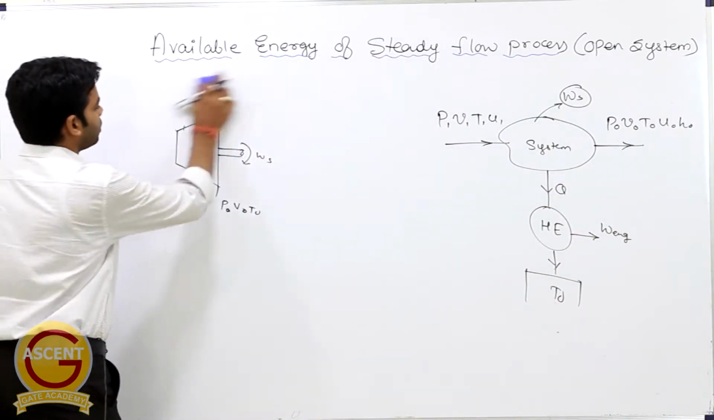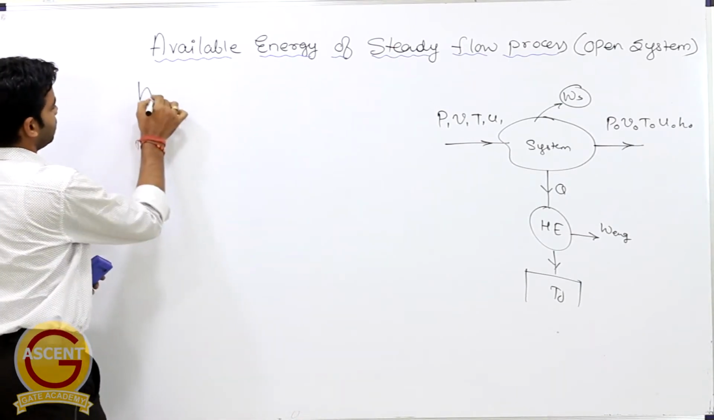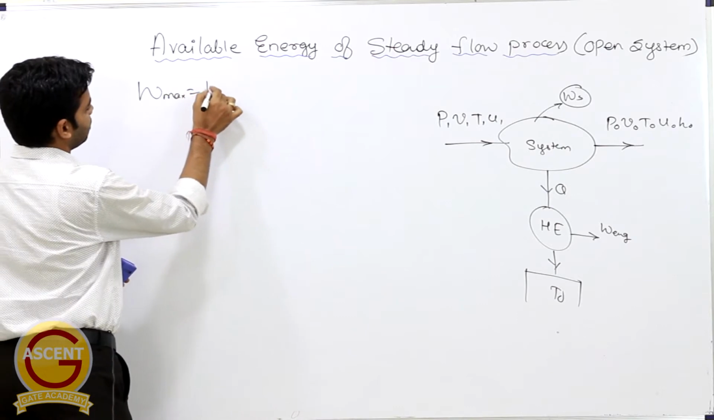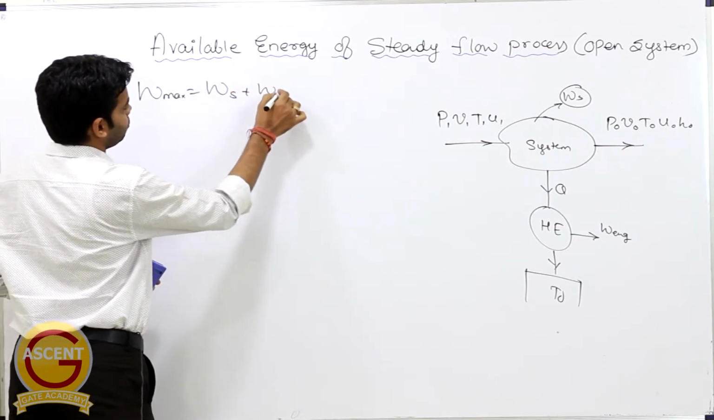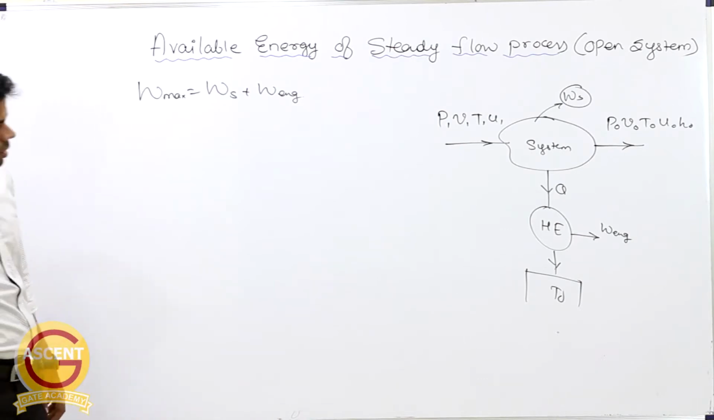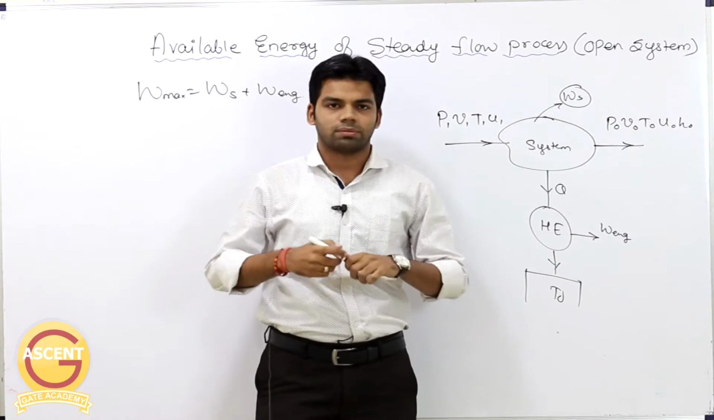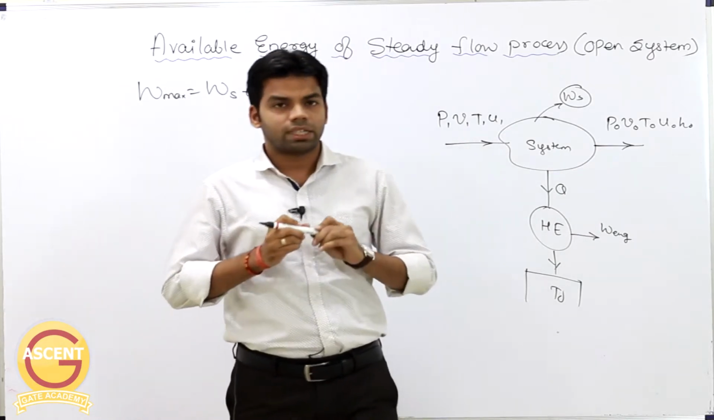So the total work, the maximum work which can be extracted from this open system, is nothing but W shaft plus W engine. That's it, same thing. Clear or not? Maximum work is nothing but W shaft of this open system plus W engine. Okay, now how can we determine this W shaft?